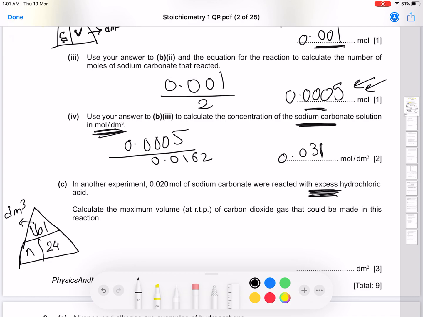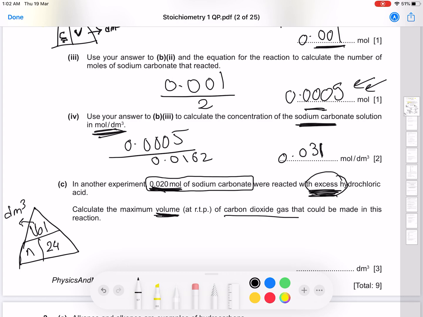Calculate the maximum volume of carbon dioxide gas that would be made in this reaction. Having said that the hydrochloric acid is the one in excess, that means the limiting reagent is really the sodium carbonate, which I'm going to use to find out the number of moles of carbon dioxide gas. And once I get the number of moles of carbon dioxide gas, I can simply calculate the volume.